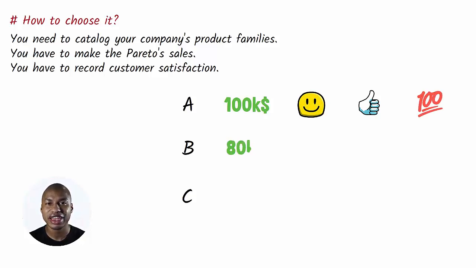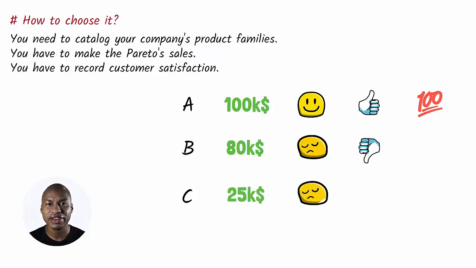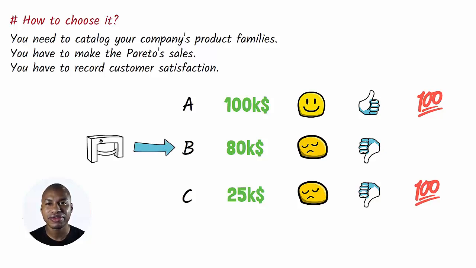Family B has an annual turnover of $80,000. The customer is not happy with quality and is not happy with delivery problems. The C family has a turnover of $25,000. The customer is not happy with the quality of the products, but deliveries are regular. If this were the situation, I would start with product family B. From this family, you can start your lean journey.